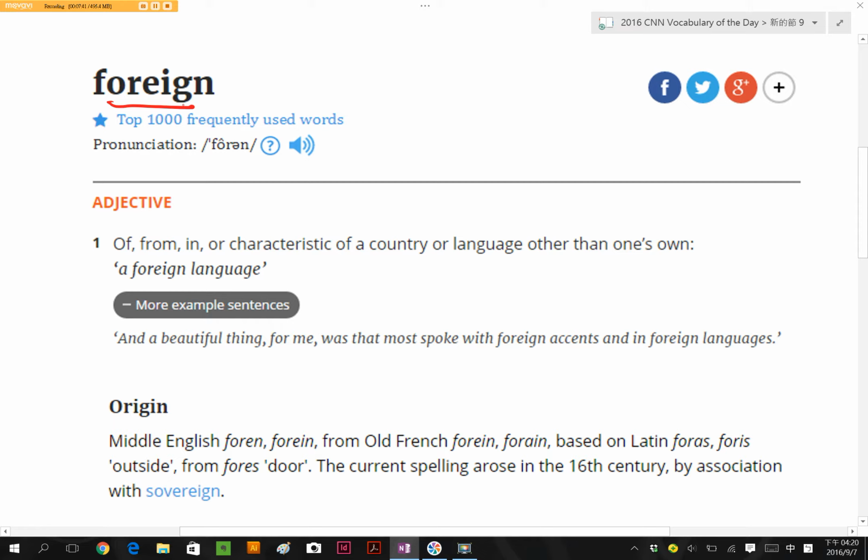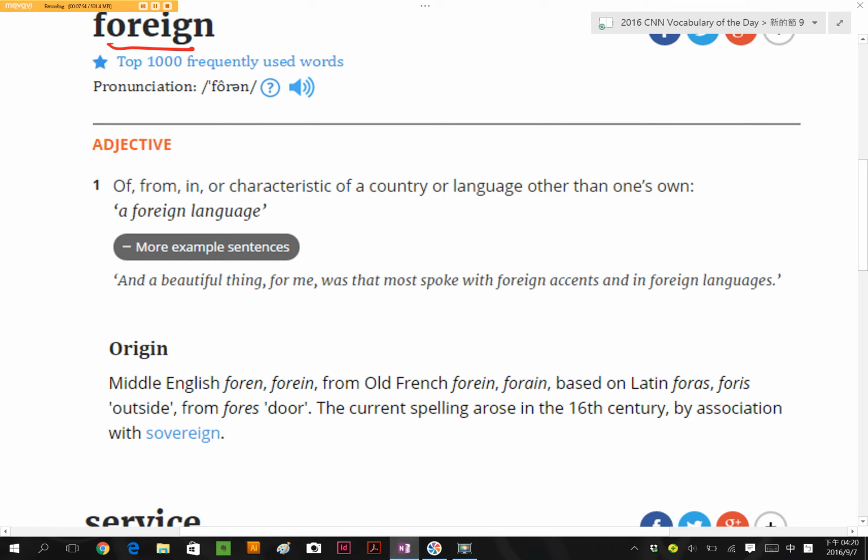Foreign. Adjective: of, from, in, or characteristic of a country or language other than one's own. A foreign language. More example sentences: And a beautiful thing for me was that most spoke with foreign accents and in foreign languages.